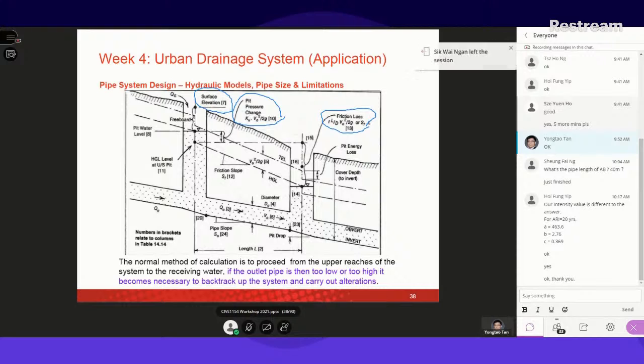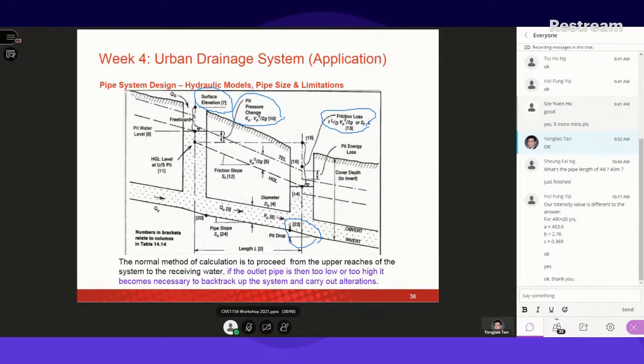Sorry, the head loss is due to the turbulence caused by the pit configuration. And also the friction loss is because of the friction of the pipe. And also you need to know the pit drop. The pit drop is usually 30 millimeters.